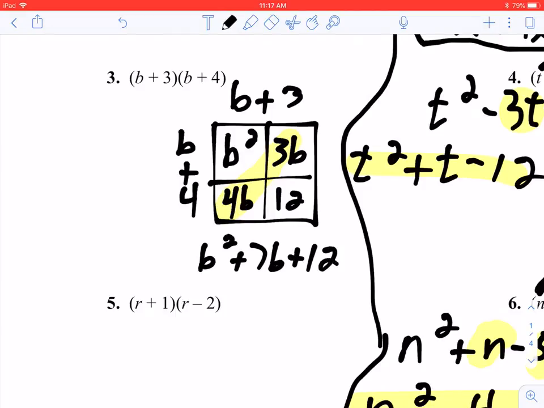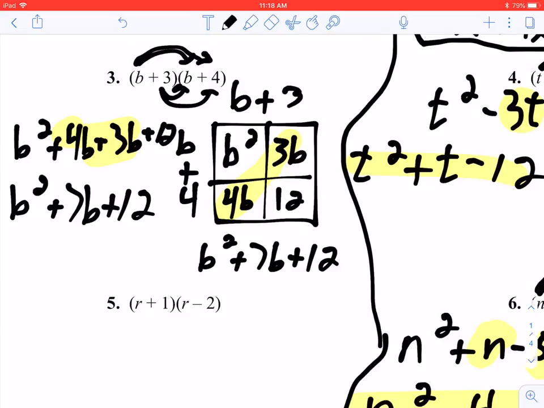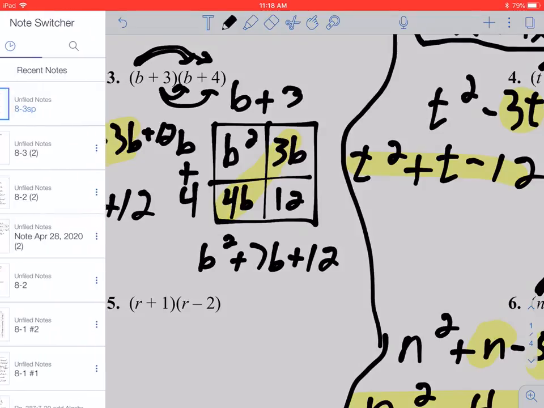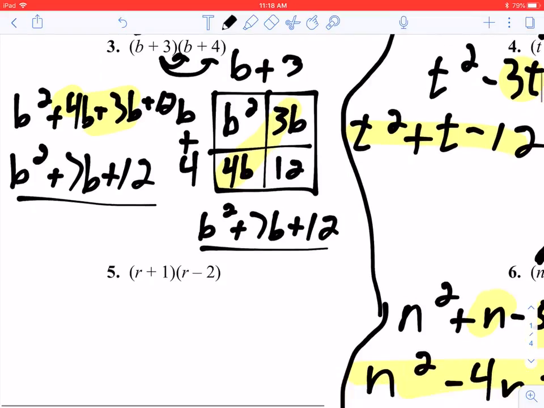Now we're going to distribute using the FOIL method. The first terms, b times b. Outer terms for FOIL, b times 4 is 4b. Inner terms, 3b, and last terms is a 12. These two terms are like terms, b squared plus 7b plus 12. This matches that. Moving on.